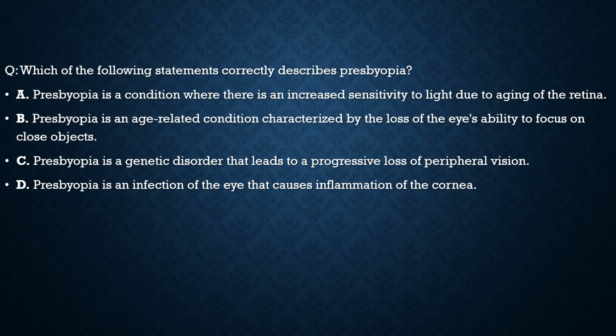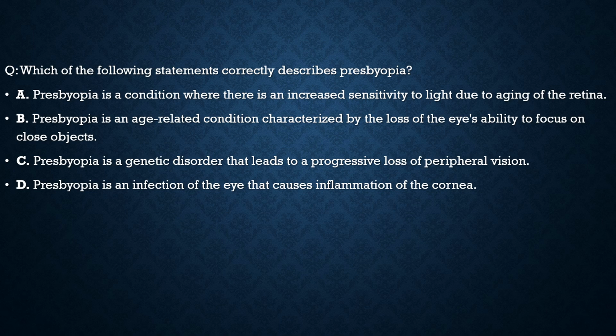Now let's look at statement C. Presbyopia is a genetic disorder that leads to progressive loss of peripheral vision. No, it is not a genetic disorder. Statement D. Presbyopia is an infection of the eye that causes inflammation of the cornea. No, it is also incorrect. So with respect to this question, the correct statement is statement B only.